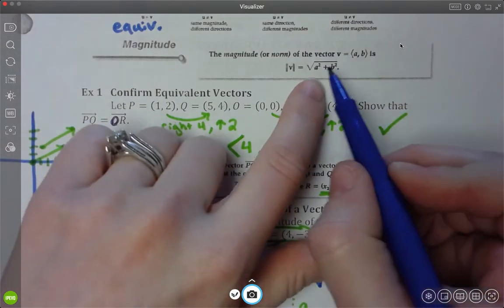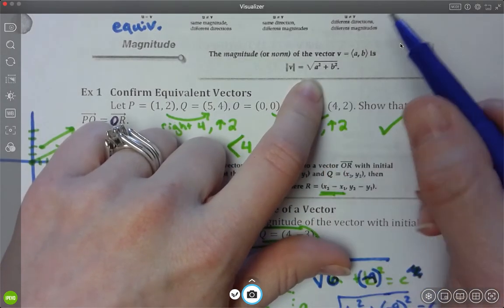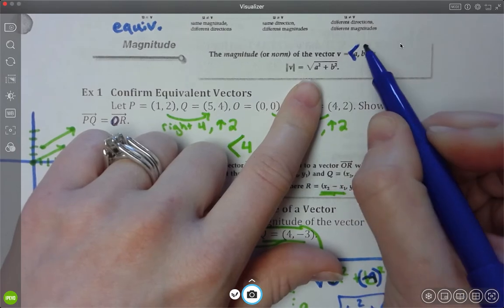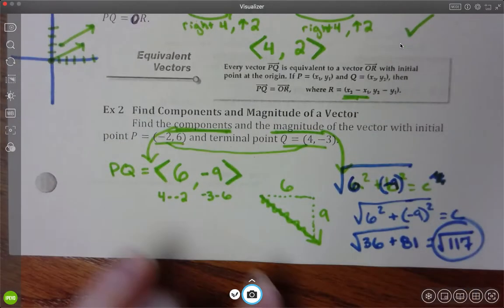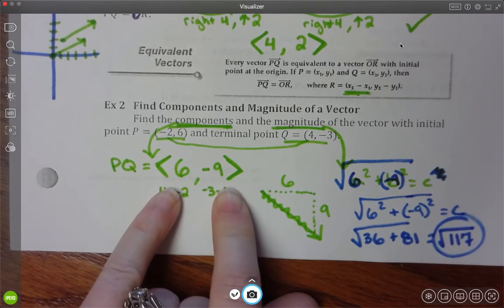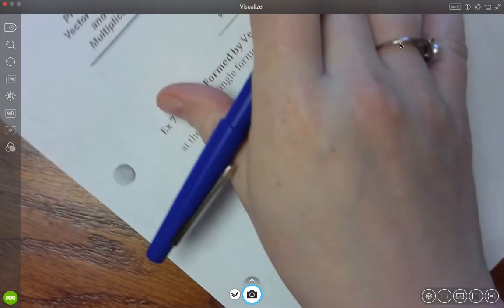Magnitude is also written up here as the square root of a squared plus b squared, as soon as you have your component form like this, and we just talked about that, okay? Your component form is in your triangular brackets, I guess, okay? All right, so let's do one more example, and then we will stop, okay?